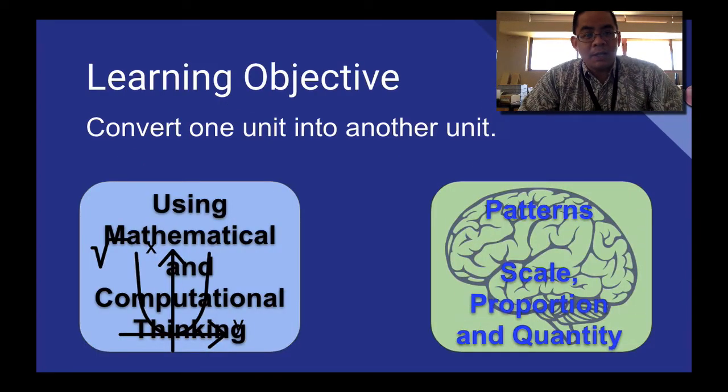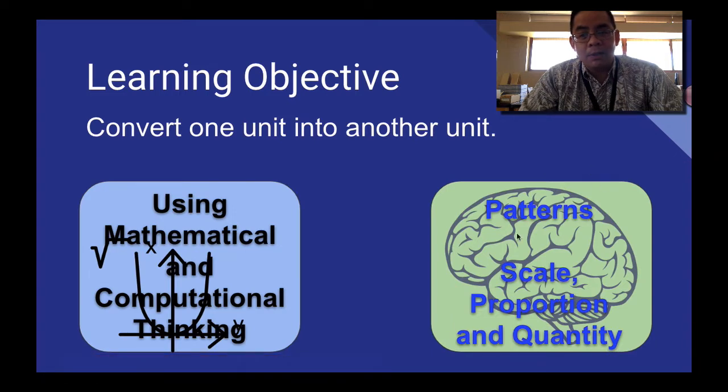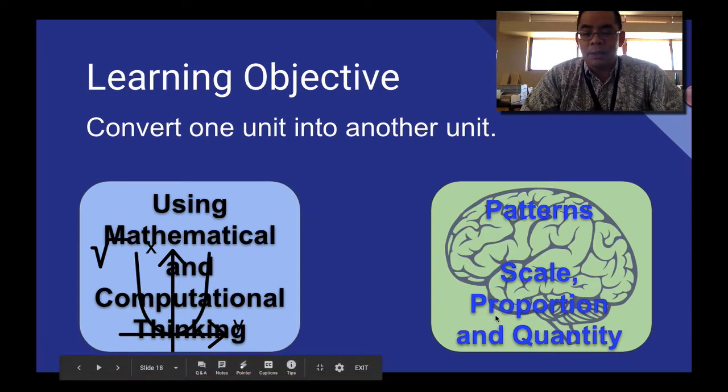Alright, so our learning objective is just to know how to convert from one unit into another unit. Sometimes those units are combined of 2 units, like miles per hour and feet per second. Others are just single units. And again, we're going to be using mathematical and computational thinking. And really, we're going to have to pay attention to patterns, paying attention to which unit is in the numerator and denominator. And of course, anytime you multiply anything, understanding scale, proportion, and quantity.